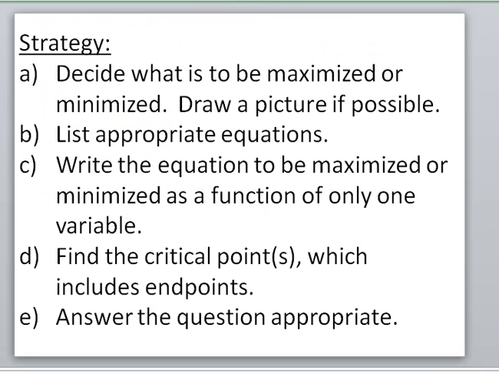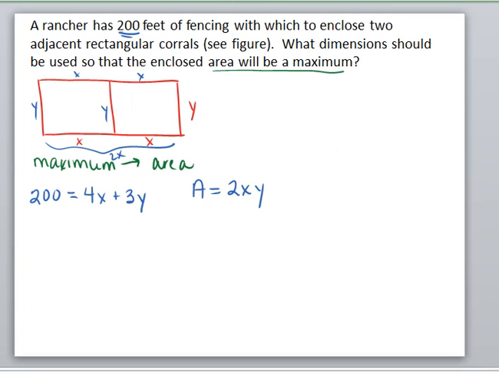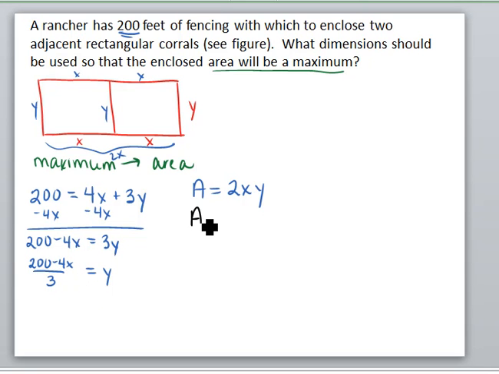I am going to do the third part, which is to write the equation to be maximized or minimized as a function of one variable. So I'm going to go ahead and solve for y on this problem. When I solve for y, I end up getting 200 minus 4x equals 3y. Divide by 3, and I end up with this y value. That will allow me to write this function as a function of one variable: 2x times, instead of the y, 200 minus 4x over 3.